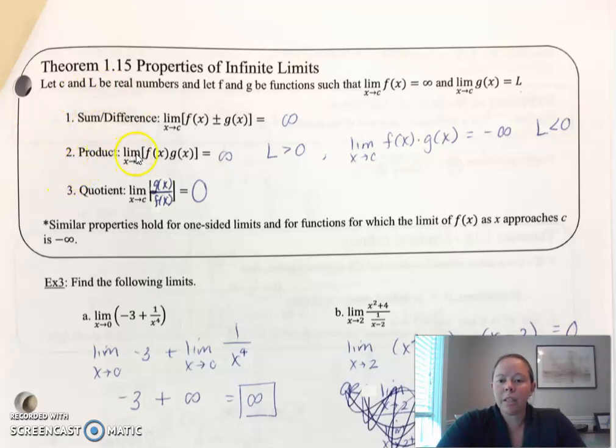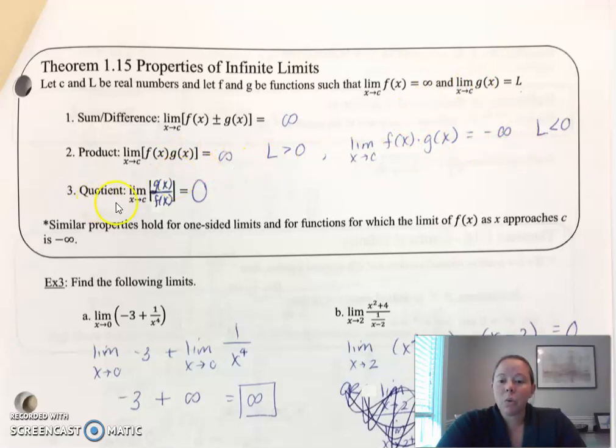Now the product limit is x approaches c of f of x times g of x. And again, remember you break this up and do the limit of each separate product part. So the f of x, that's infinity times L. Well, infinity times L is just a bigger infinity. So your answer is still infinity. Now, notice I put when L is greater than 0. Had L been negative, then your answer would be negative infinity.